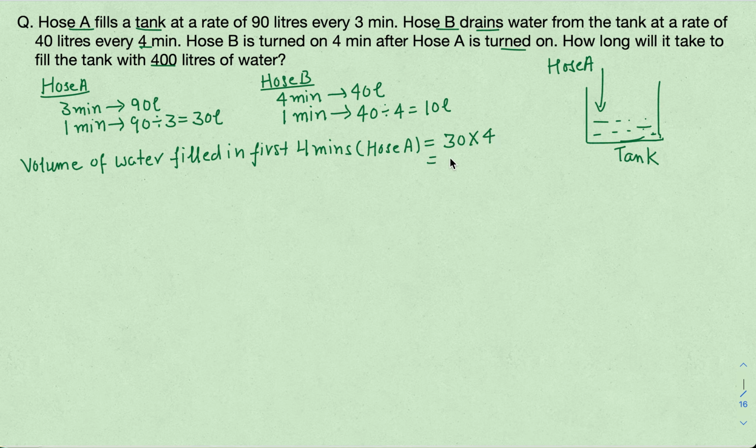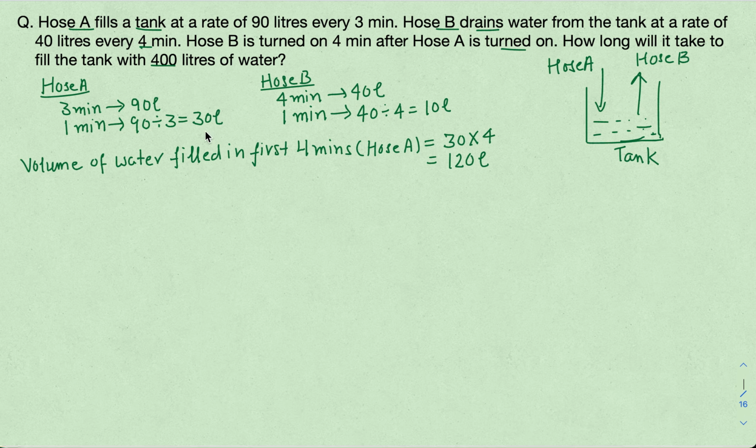And which will give us 120 liters. That means at the end of 4 minutes, there is 120 liters of water already in the tank, right? Now, we need to find out, see, now we know that hose A fills in the water. However, hose B drains the water, right? Hose B drains out the water.